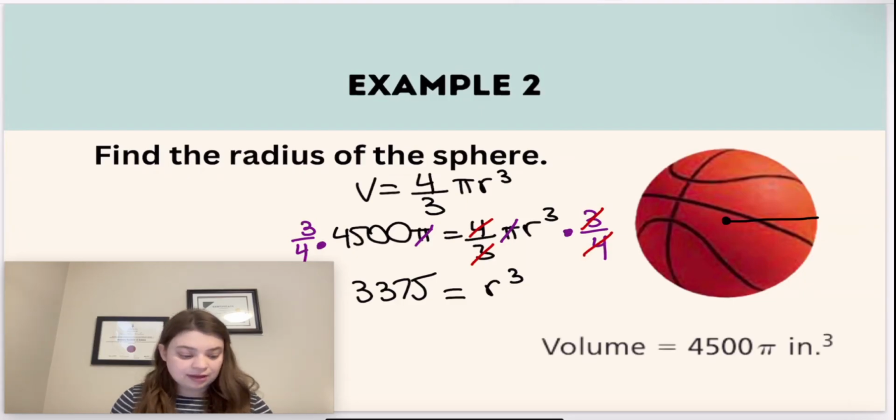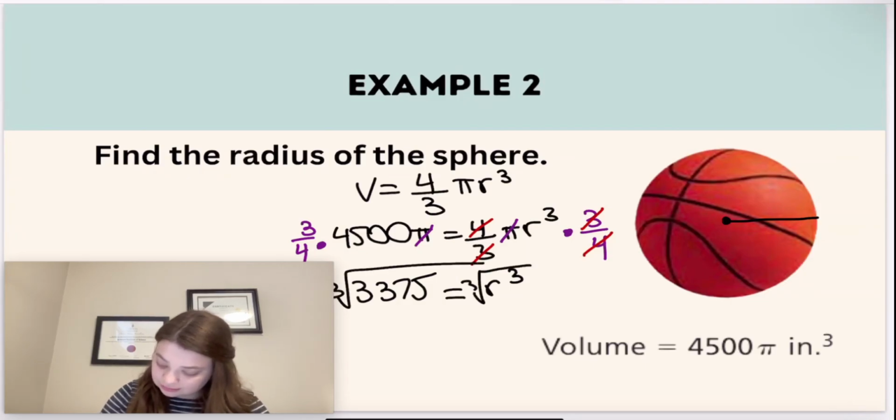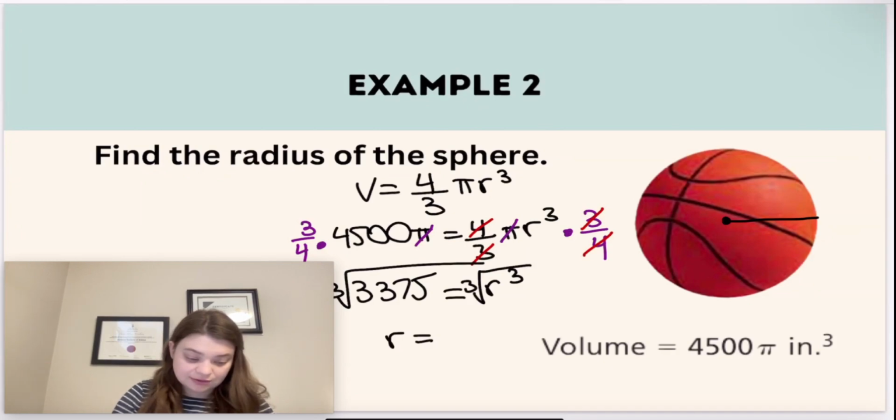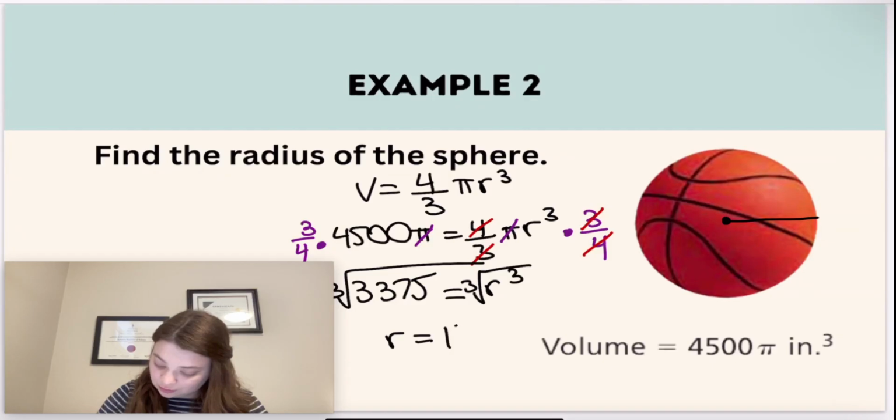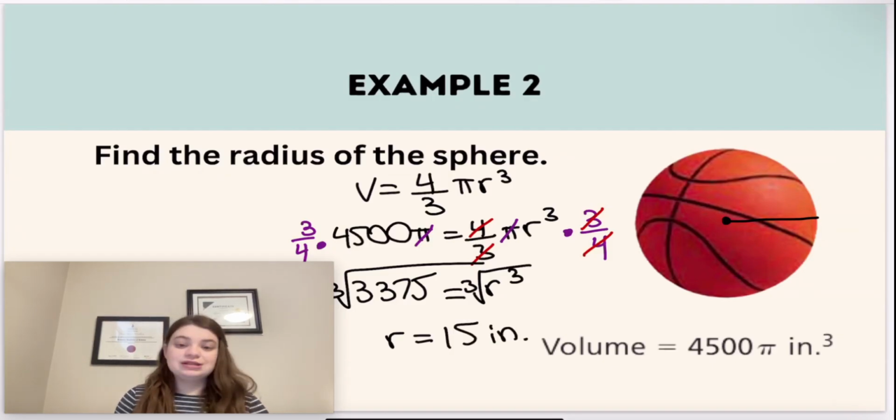So we know that the cube of r, the radius, is 3,375. Now I'm going to take the cube root of 3,375 because I'm going to cube root both sides. And then we get r is equal to the cube root of 3,375, which is 15. And once again, feel free to use a calculator to find the cube root. And so the answer is that the radius is 15 inches.